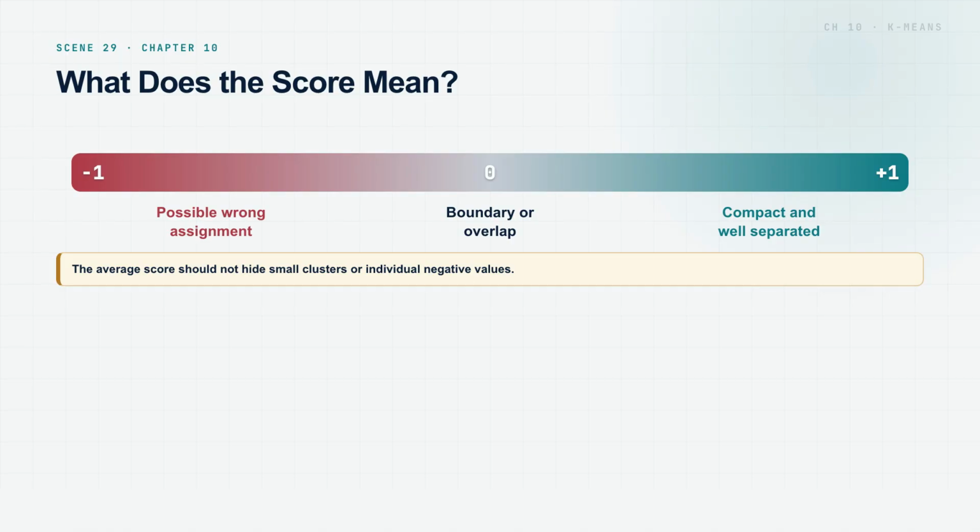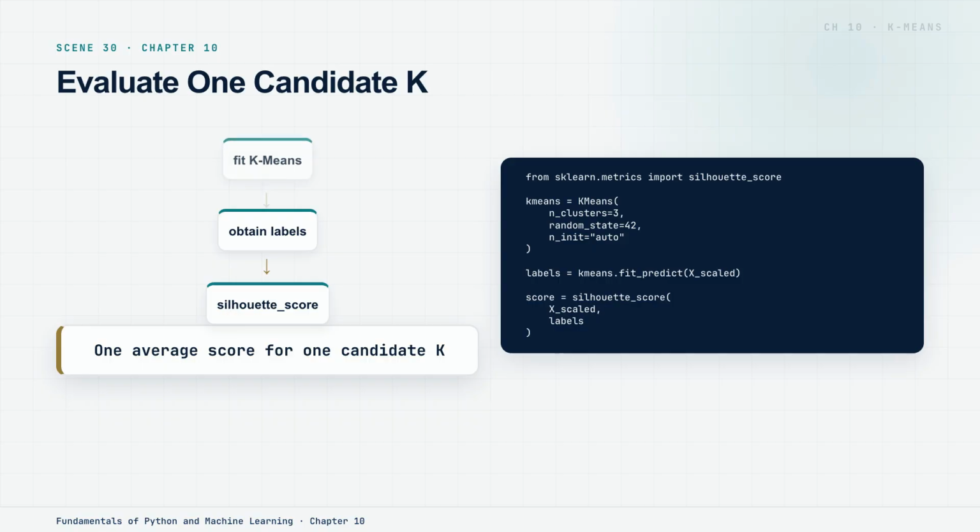The average silhouette score summarizes the values across the dataset. Higher is generally better, but the average should not hide small clusters or groups with poor individual silhouette values. Scikit-learn provides the silhouette score function. First fit K-means and obtain the assigned labels, then pass the same feature matrix and labels to the function.